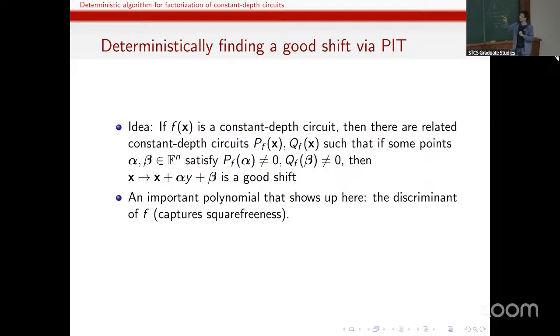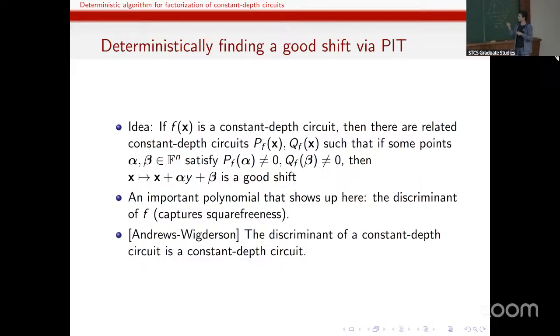One such important polynomial that shows up here is the discriminant of f. For example, in high school, we've seen that for quadratic polynomials, b squared minus 4ac is the discriminant. This is in some sense the same thing generalized. And there's a result by Robert and Avi Wigderson, which shows that the discriminant of a constant depth circuit turns out to also be a constant depth circuit. And it's a really interesting result.